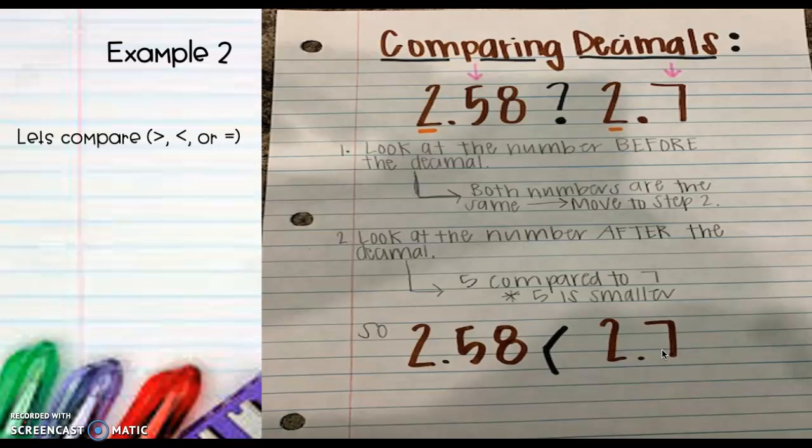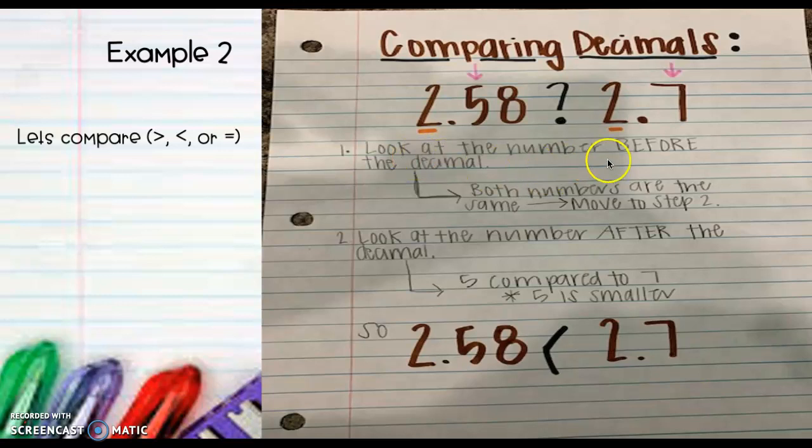Comparing decimals again. So we have 2.58 compared to 2.7. I know you're looking at this and some of you are probably thinking, I know the answer. Well, let's still go ahead and look at it, okay? I'm looking at my numbers, and I noticed something right off the bat that's different than the last one. My numbers before the decimal place are the same. So I know I can't depend on my first number to tell me which one is greater than or which one is less than. I can't depend on that. So because of that, I have to look at my number after the decimal place, okay?